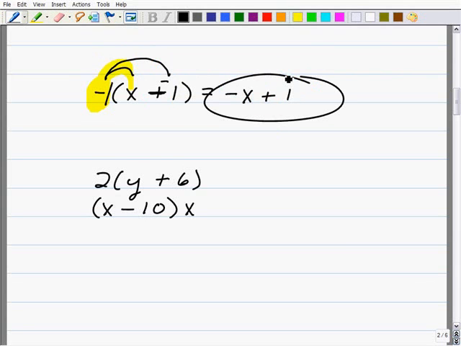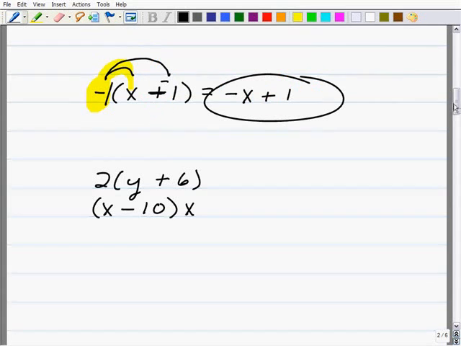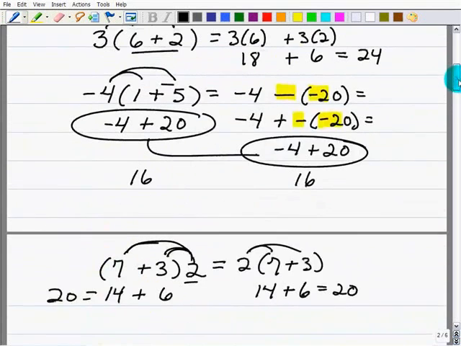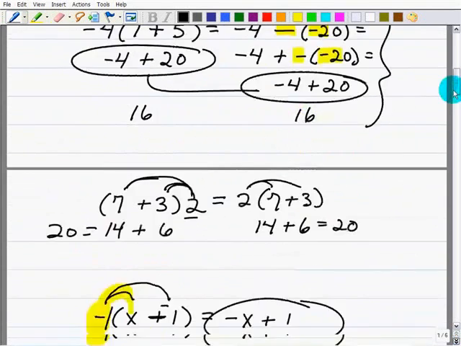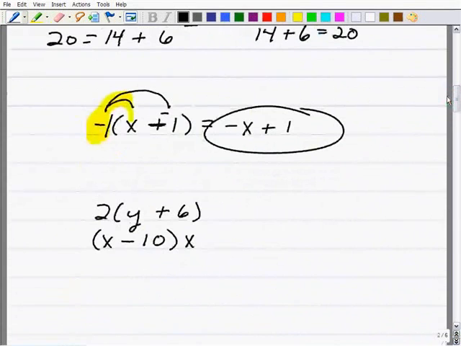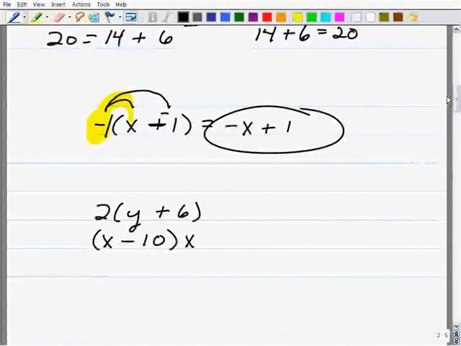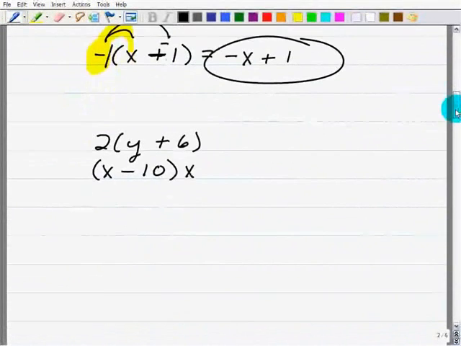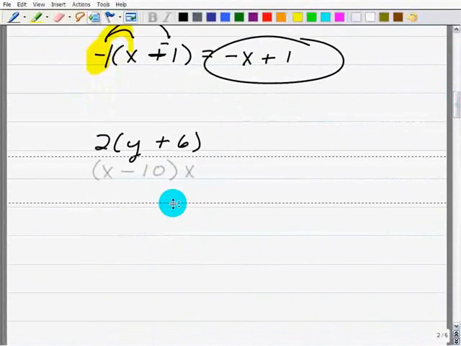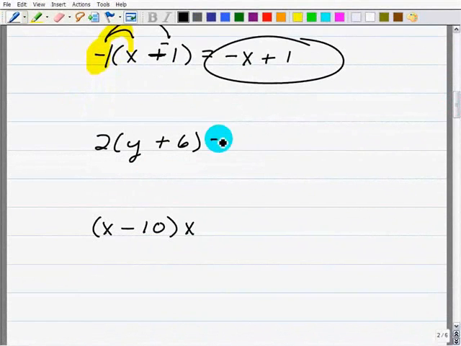If you don't do it the way I'm doing it, and you're comfortable doing it the previous way that we looked at back here, that's fine. Choose your comfort zone as long as you're getting the right answer. That's most important. Okay, let's take a look at these last 2 problems. Hopefully these are pretty easy now.